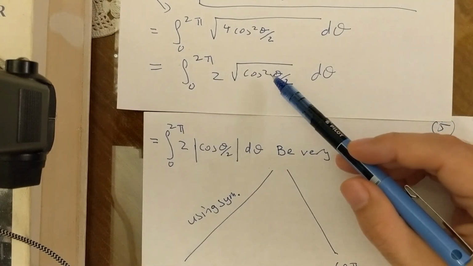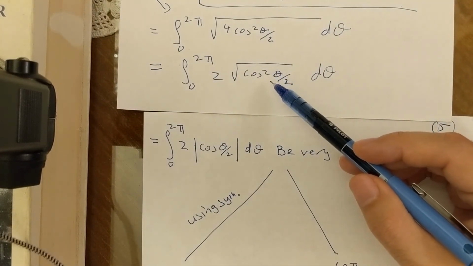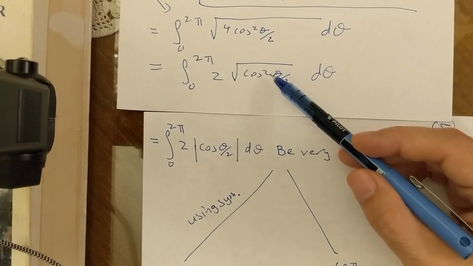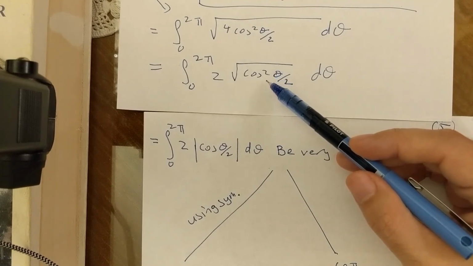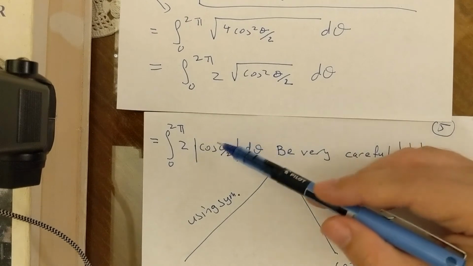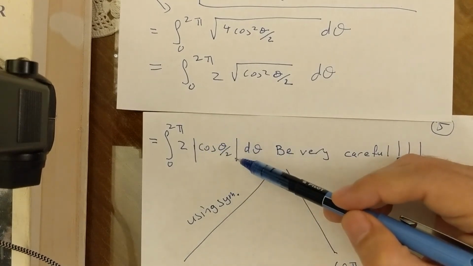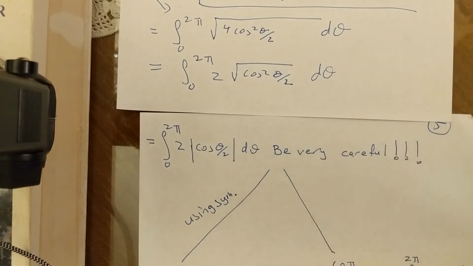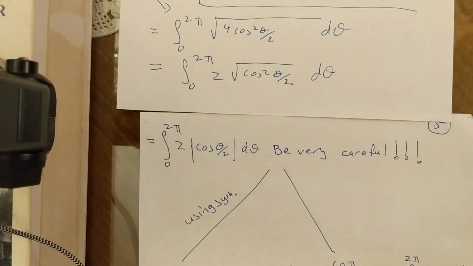Let me show these side by side. Okay, it's not going to come outside as just cosine theta over 2. Remember, the square root of something squared is the absolute value. So you have to be really careful about your absolute values. I guarantee you, if you forget your absolute values, you're going to get messed up.